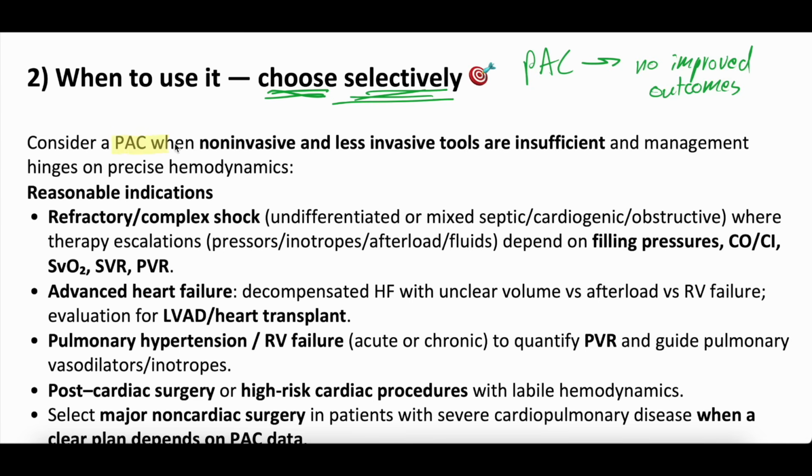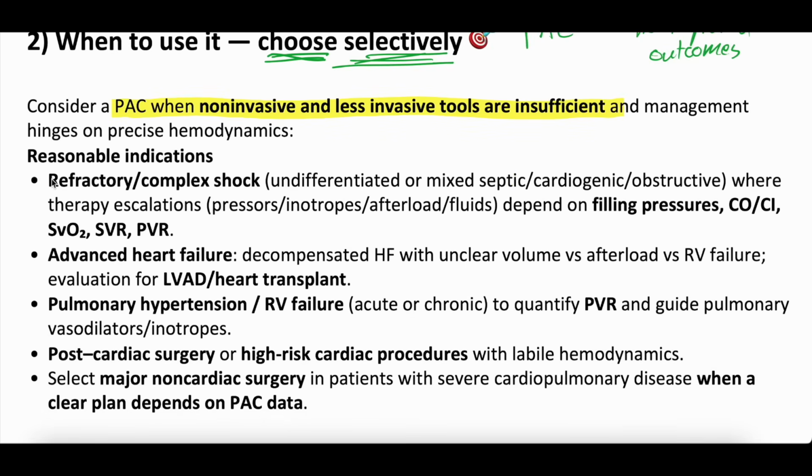So when considering when to use a pulmonary artery catheter, think about when non-invasive or less invasive tools are insufficient, right? Your management hinges on precise hemodynamics. You're having trouble understanding what's going on. And this might be in refractory, complex, or mixed shock, right? Maybe someone's septic, but their EF at baseline is 10%, right? That might be a patient where being unable to understand what the right atrial pressure is, what the right ventricular and pulmonary artery pressures are, what the wedge pressure is, what the SvO₂ and cardiac index is, that might be a patient where that's really important, right?